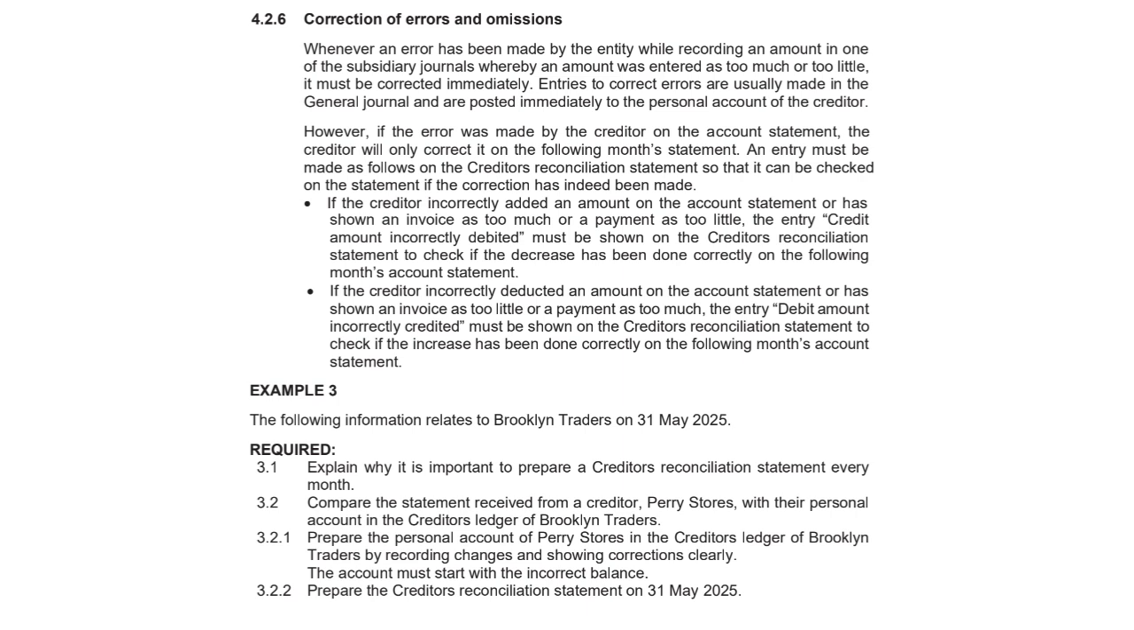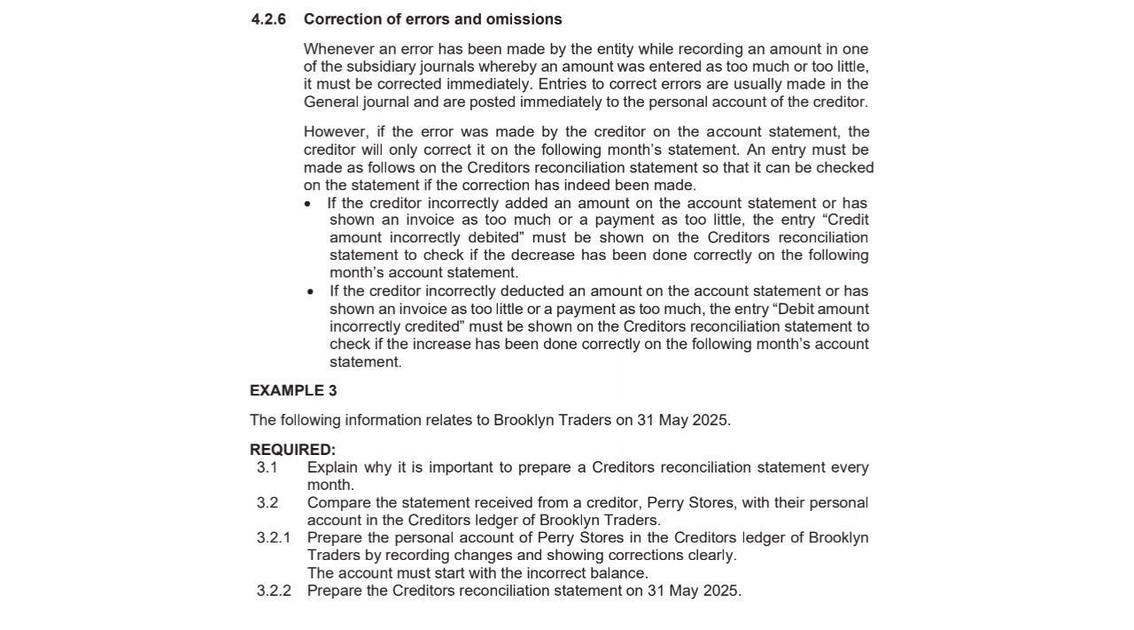An entry must be made as follows on the creditor's reconciliation statement so that it can be checked on the statement if the correction has indeed been made. If the creditor incorrectly added an amount on the account statement or shown an invoice as too much or a payment as too little, the entry credit amount incorrectly debited must be shown on the creditor's reconciliation statement to check if the decrease has been done correctly on the following month's account statement.